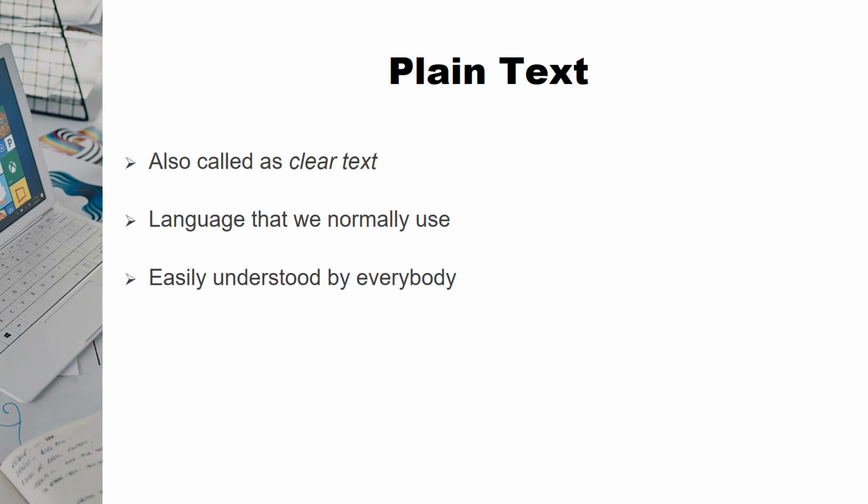So we need to define a few terms that we'll be using during the course of learning cybersecurity. Specifically, in cryptography, we need to explain plain text and ciphertext. Plain text refers to information in its original readable format. For example, an email you write before it's encrypted is in plain text. This is also called clear text, the language that we normally use, that is easily understood by everyone.